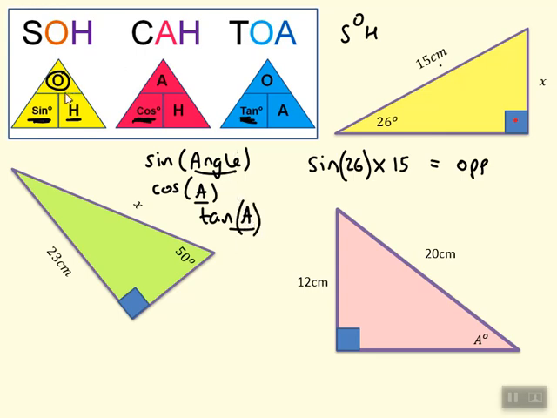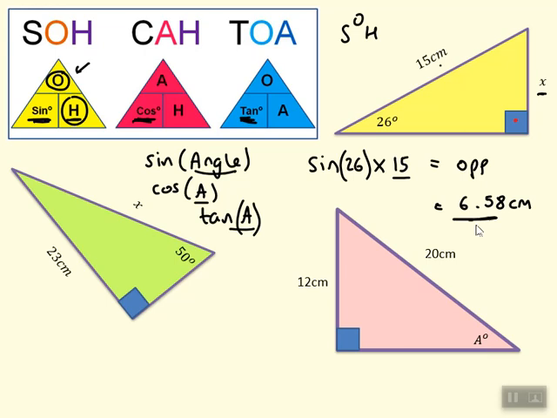So that triangle is dead easy to use. It's a bit like distance, speed, time. If you want to work out the opposite, you have to do the hypotenuse times sine of the angle. So the hypotenuse is 15, and then sine 26 is what we've got to multiply it by. So we're going to have to do that on the calculator. If you do it on the calculator, you get 6.58 centimeters. That's how long this side here is.